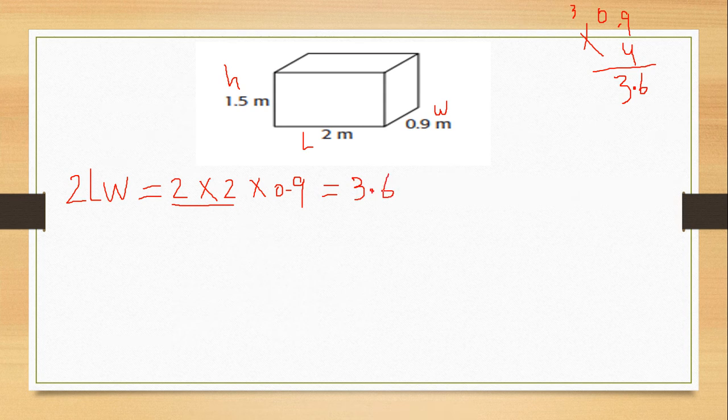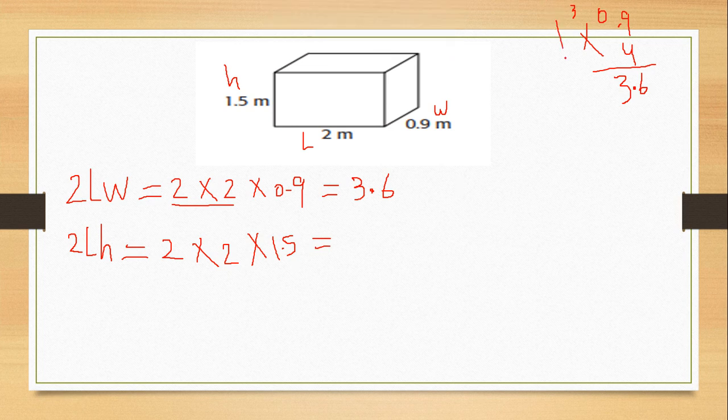Let's see the next one. It will be 2LH. 2LH equals 2 times the length, which is 2, and the height, which is 1.5. So that would be 2 times 2 times 1.5. 2 times 2 equals 4. Now we have 4 times 1.5.